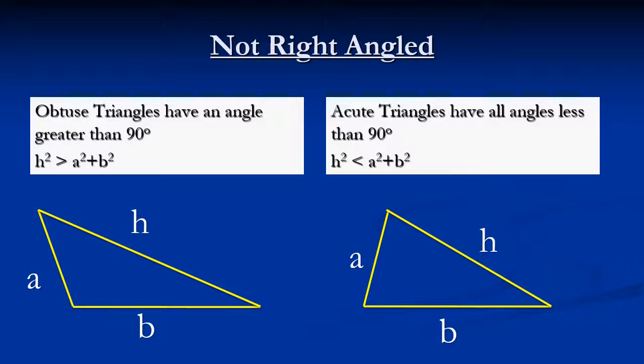Now, we should note then that with obtuse triangles, that means that this angle is greater than 90 degrees, the sum of the square of the sides is going to be smaller than the square of the hypotenuse. And acute triangles, that means, for example, this one's going to be less than 90 degrees, it's going to be the opposite. So acute triangles have all angles less than 90 degrees, so the sum of the square of the sides is greater than the square of the hypotenuse.